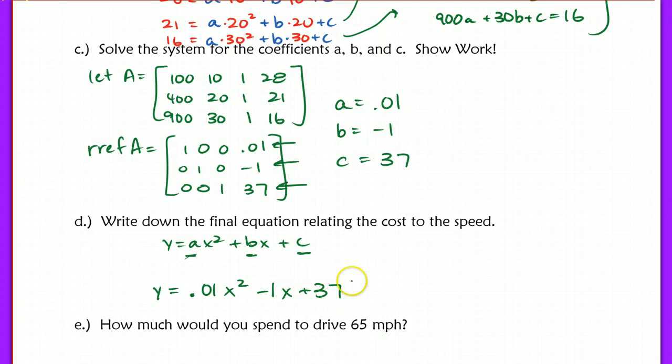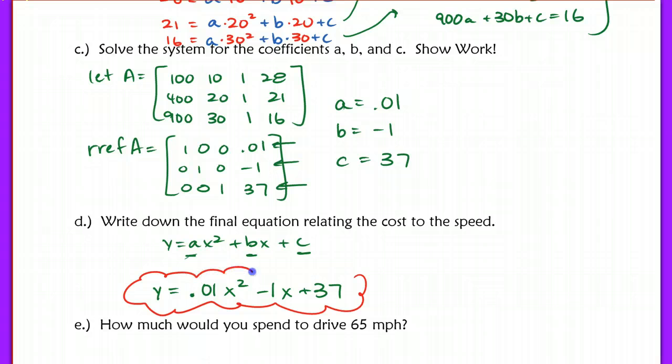So this is really sometimes hard for students to interpret the answer. They want to, for some reason, plug 0.01 in for x, but you're not doing that. So make sure that you're looking at what your variables are defined as and what the original equation should look like so that you can plug it in correctly. So that's our equation that relates cost to the speed.